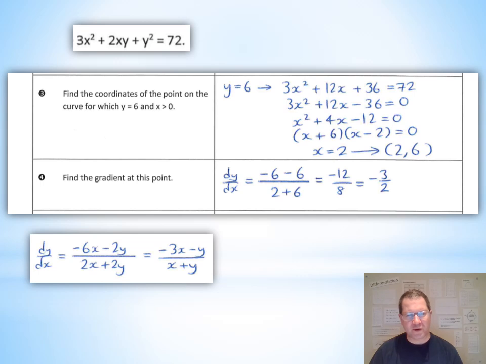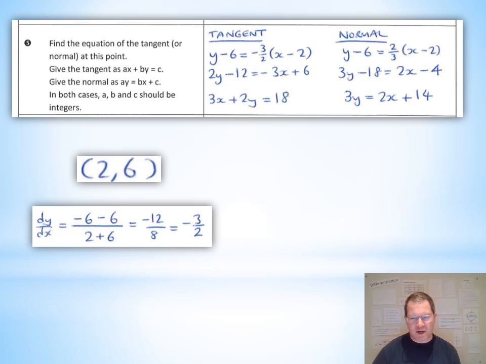And then for part 4, find the gradient at this point. Well, we know that x is 2 and y is 6, so we can go down to our formula for dy by dx, negative 3x take away y over x plus y, substitute in x as 2 and y as 6, and that gives us an answer of minus 3 over 2.